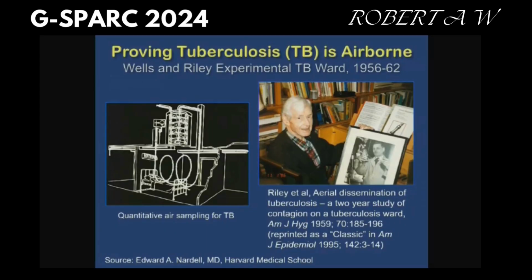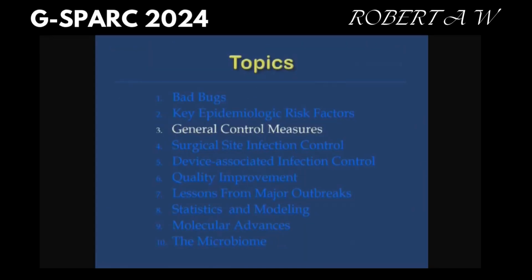And this was proven a number of years ago in an elegant experiment you can see on the left-hand side, where a series of animals were placed above the room of a patient who had infectious pulmonary TB, and the air from that patient's room was circulated up to the animals, and the animals developed tuberculosis, proving the airborne possibility of transmission of TB. So what can we do to control these problems?